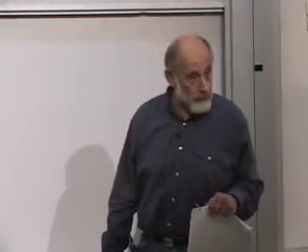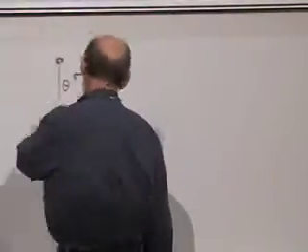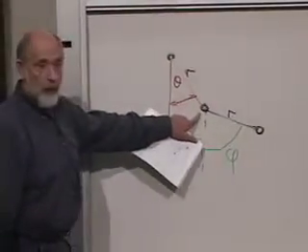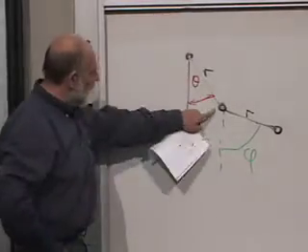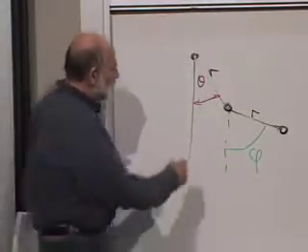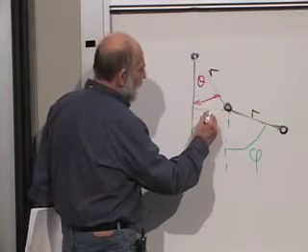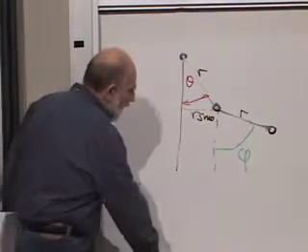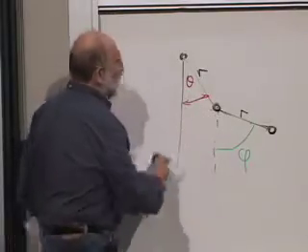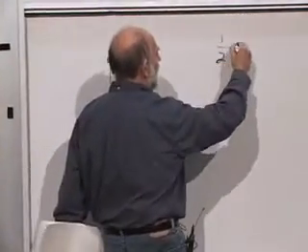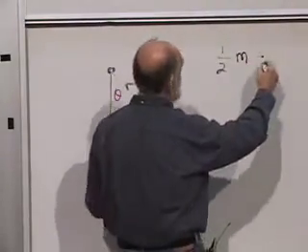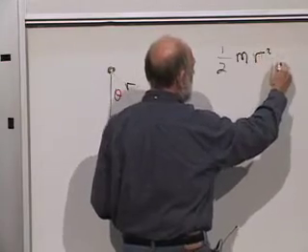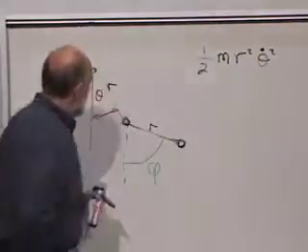Now we need to calculate the kinetic and potential energy. So let's first calculate the kinetic energy of the first bob over here. It's exactly the same, no difference. The calculation is identical. Once again, this is r sine theta, and so forth. I can just write down the answer for the first piece of it. It's just 1/2 m r squared theta dot squared. That's the kinetic energy of the first bob.